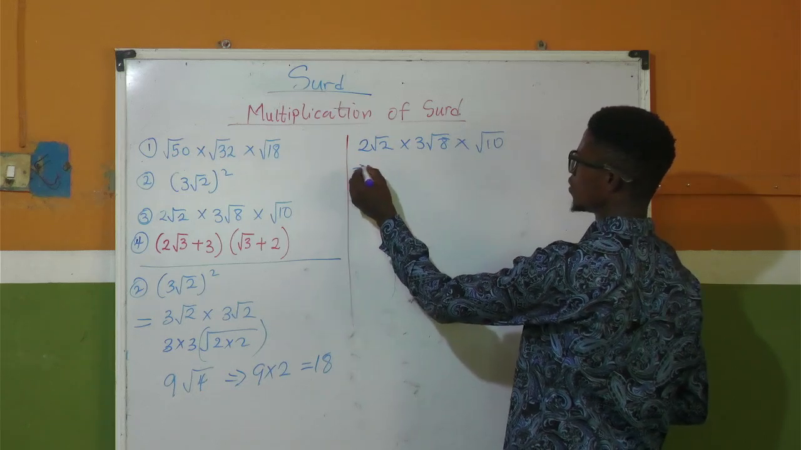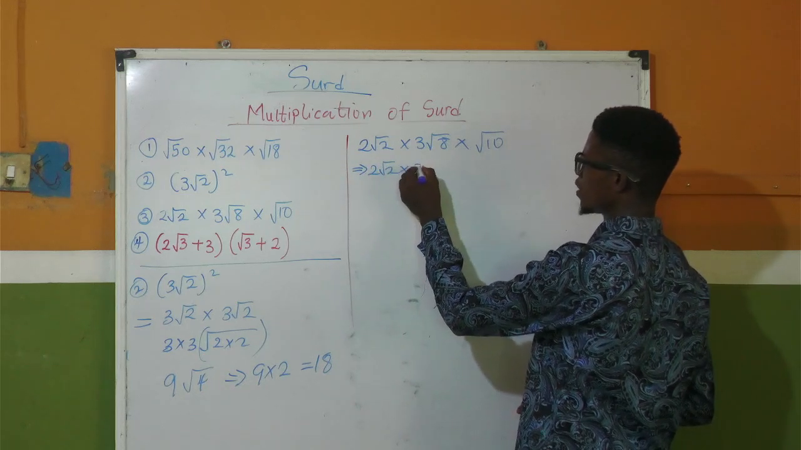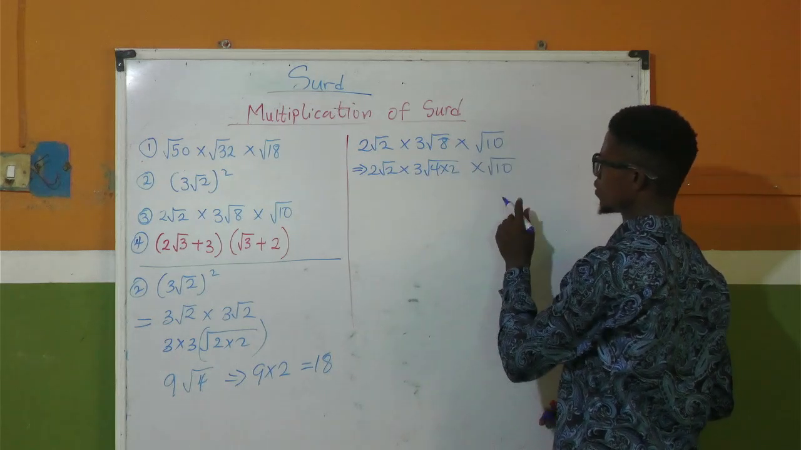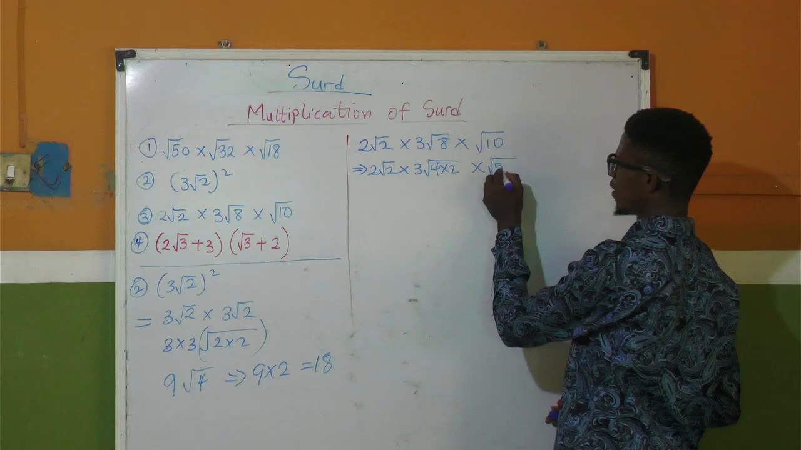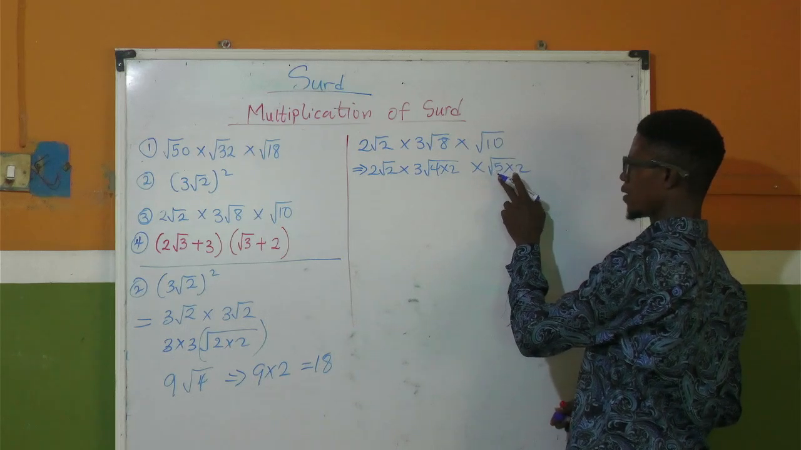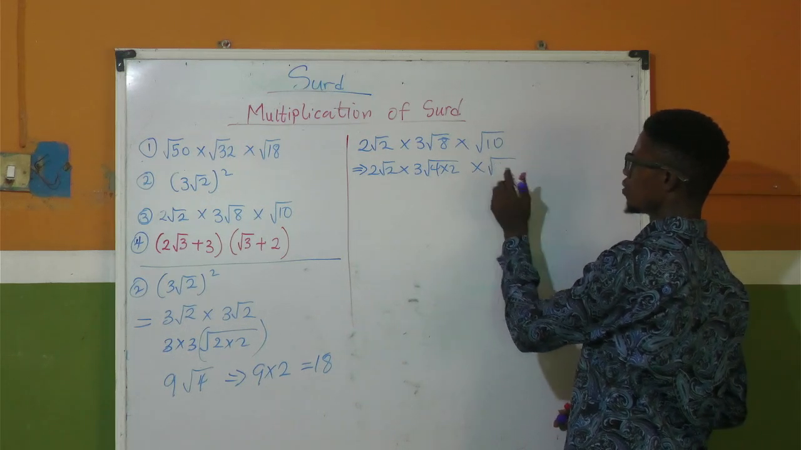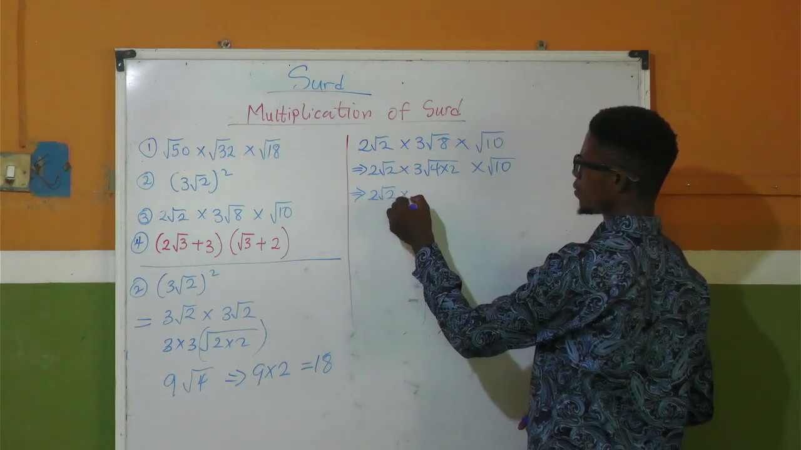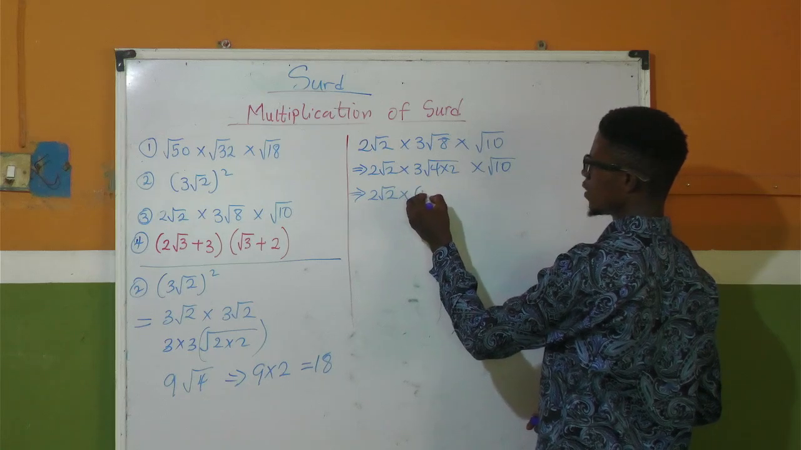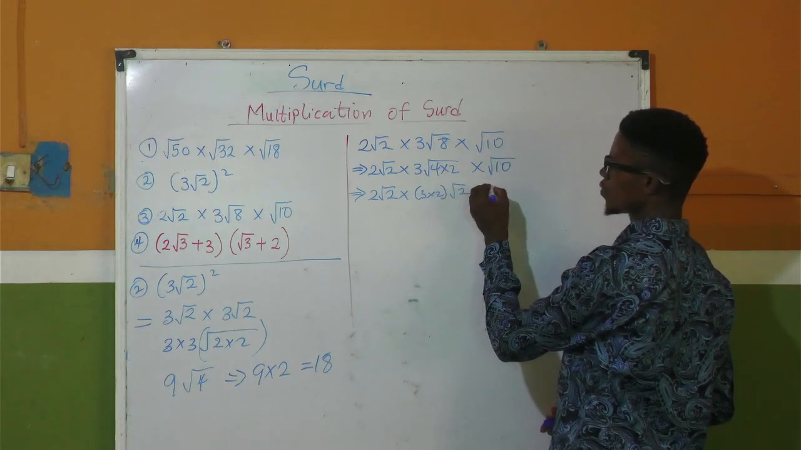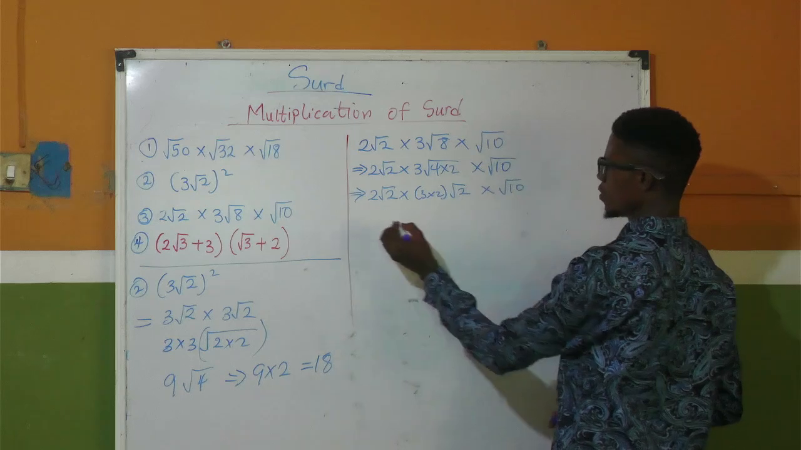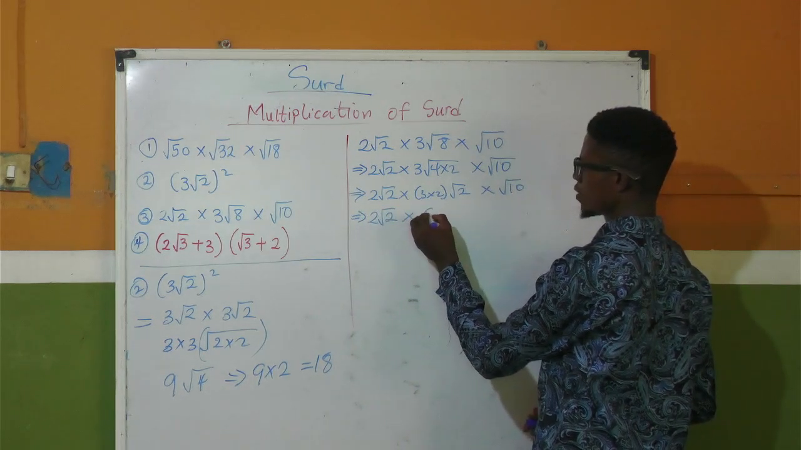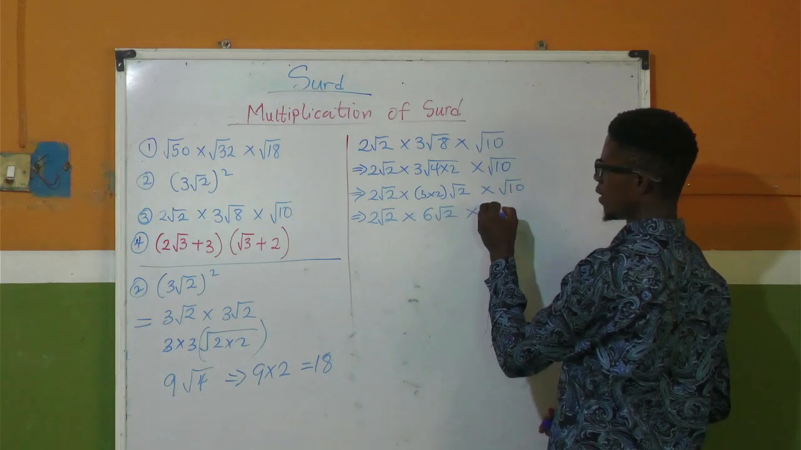Now this is going to be 2 root 2 times 3 into 4 times 2 and what? Root 10. Now I told you earlier that root 10 is what? 5 times 2. But since 5 is not a perfect square, I will leave it as root 10. So if I simplify further, this becomes 2 root 2 multiplied by 3 times 2 root 2 multiplied by root 10. So this will become 2 root 2 multiplied by 6 root 2 multiplied by root 10.